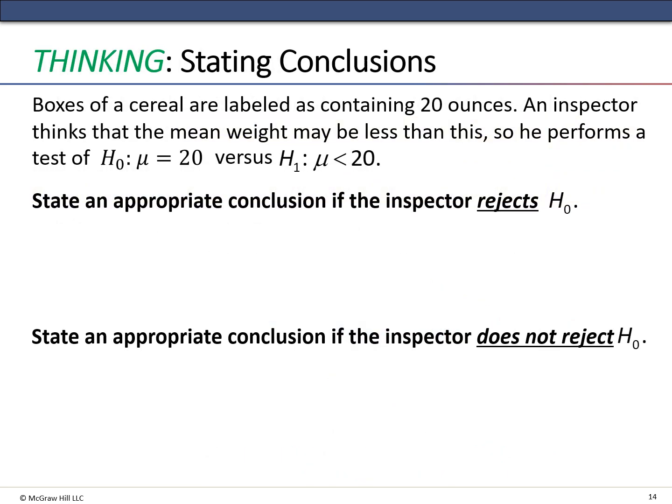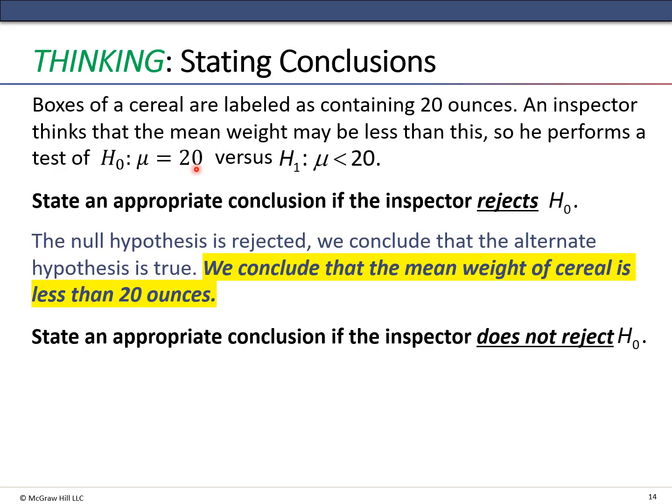A box of cereal is labeled as containing 20 ounces. An inspector thinks the mean weight may be less than this, so he performs a test, with the null hypothesis being the mean equals 20, and the alternative hypothesis being that the mean is less than 20. So if he rejects the null, then we support the alternative. We conclude that the mean weight of the cereal is less than 20 ounces.